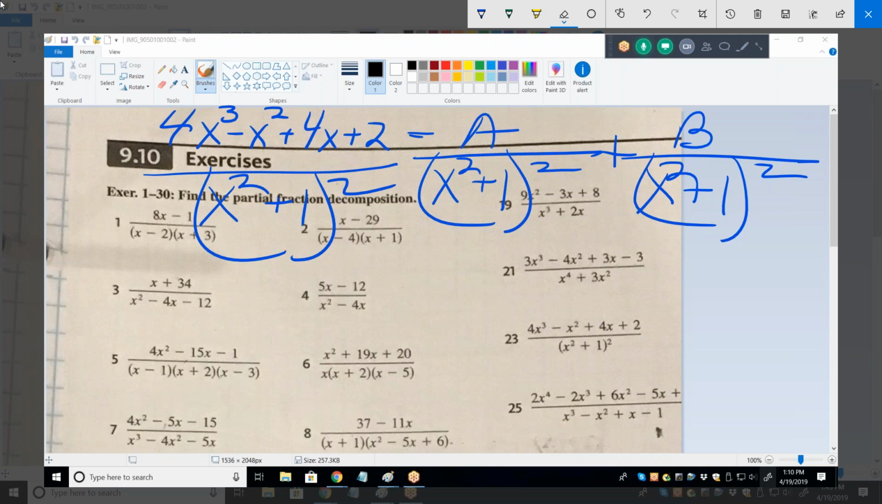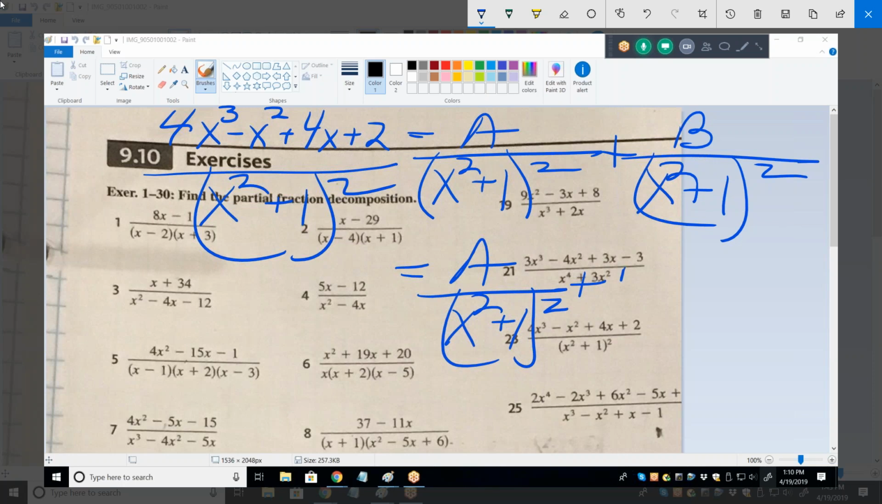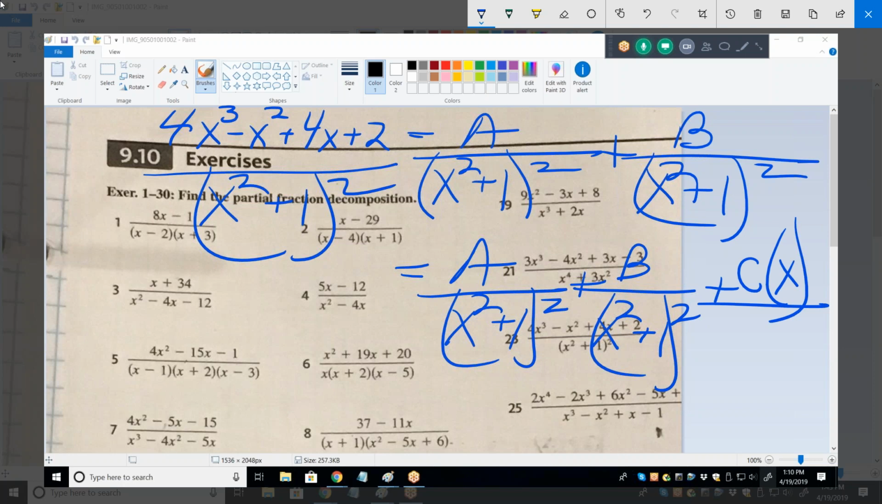And when you get those, if it contains a non-repeated irreducible quadratic factor... So, yes, I believe this is A over x squared plus 1 squared plus B over x squared plus 1 squared plus C times x over x squared plus 1 squared. This is where it gets hard, where you have to add the Cx.